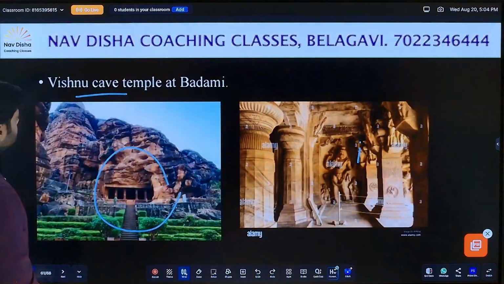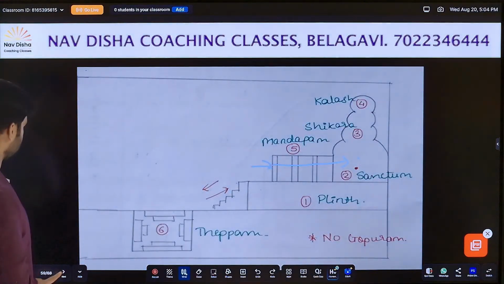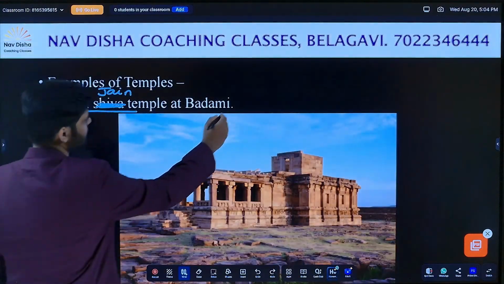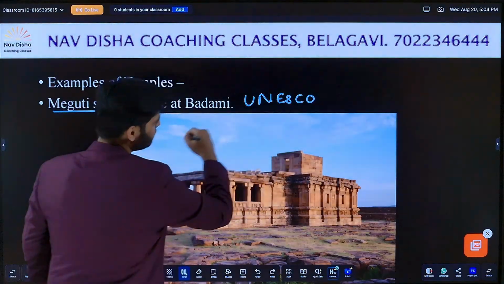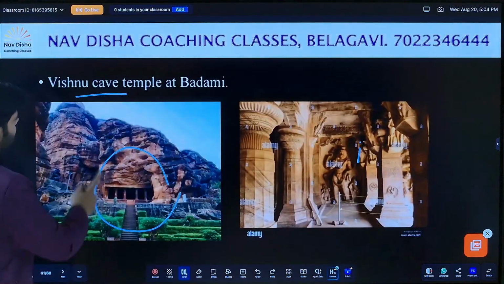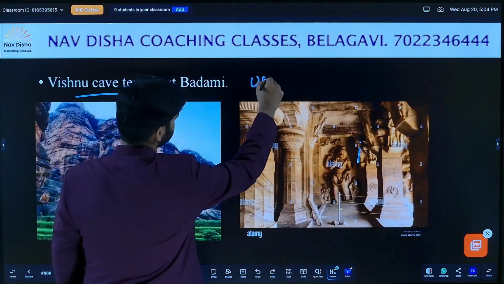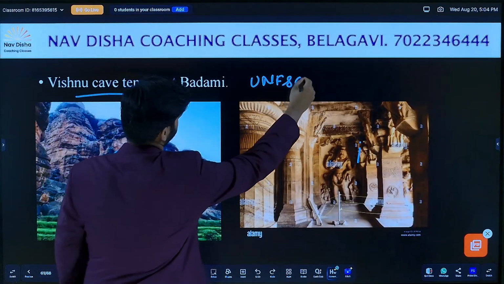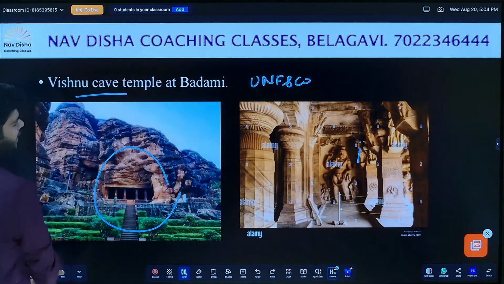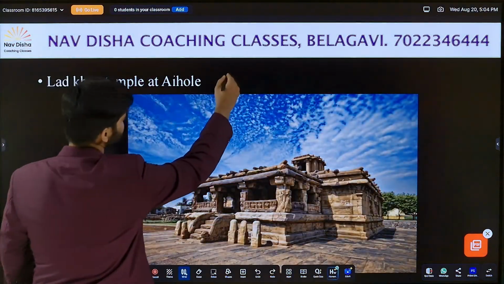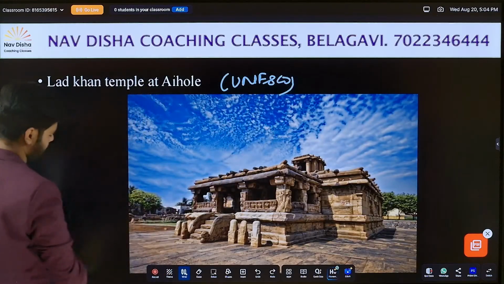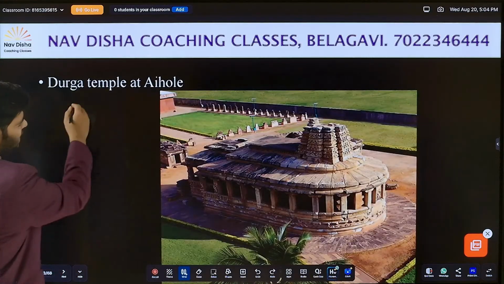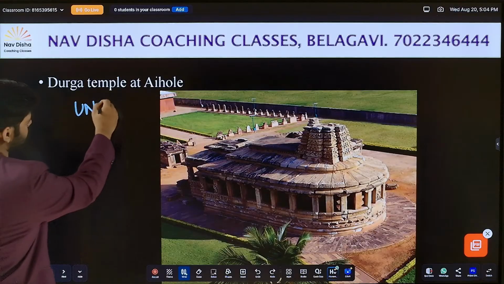Okay, one thing I have not mentioned here. This Meguti Jain temple is a UNESCO site. In notes I will mention it. This is a UNESCO site. Vishnu Cave temple is a UNESCO site. Then next, Ladkhan temple is a UNESCO site. Durga temple is also a UNESCO site.